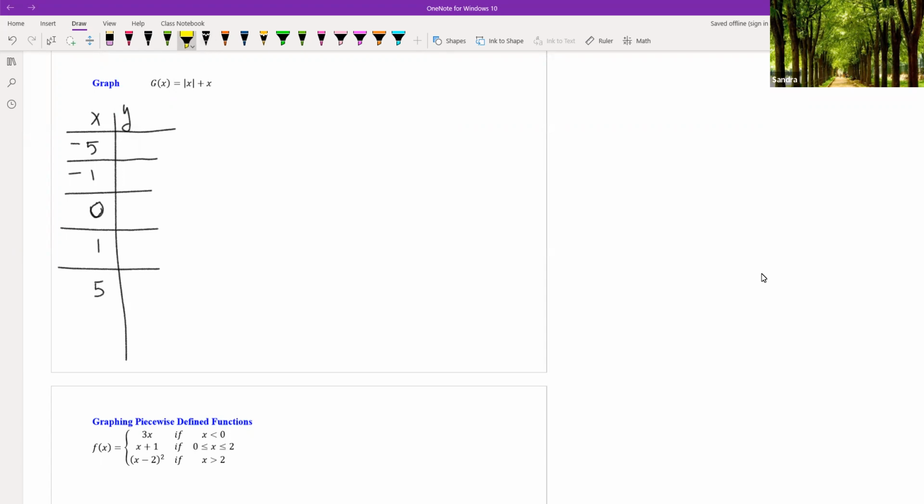Okay, so I'm going to plug it in. I'm going to start with a -5 and plug it in here. So this is going to be the absolute value of -5 plus a -5 right here. The absolute value of -5 is 5, plus a -5, that gives me a 0, yeah?